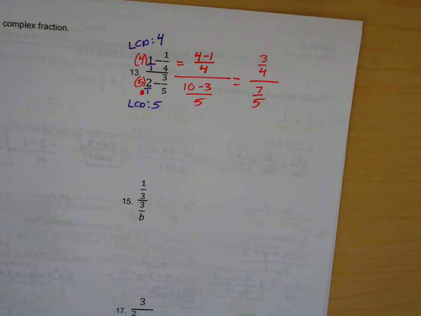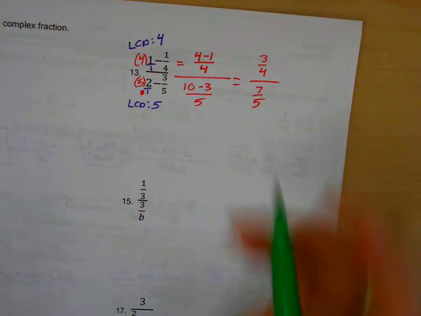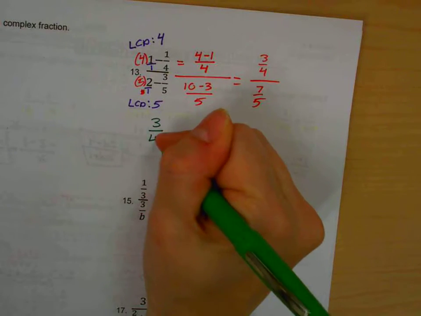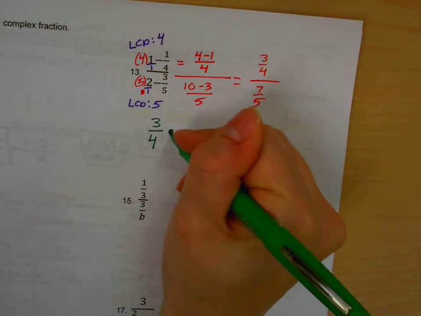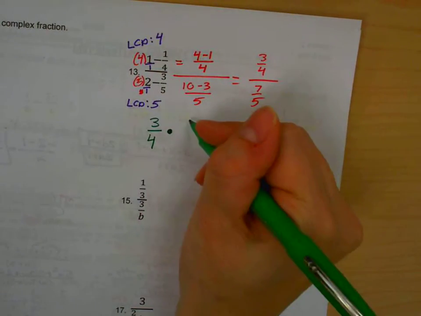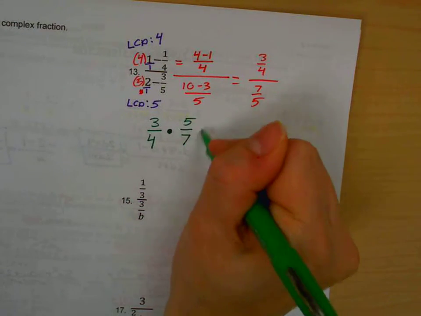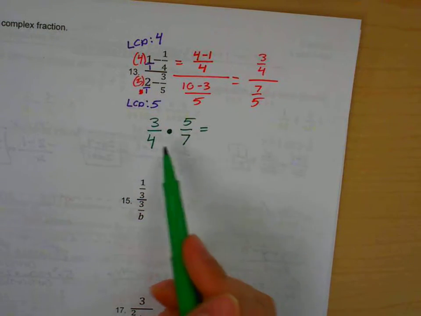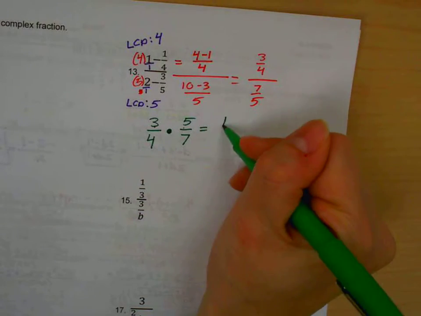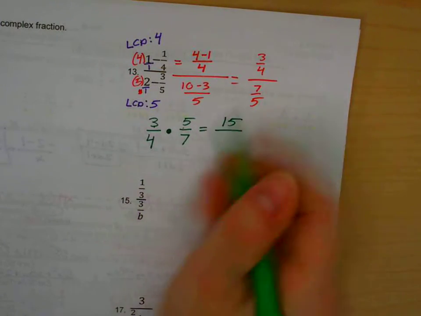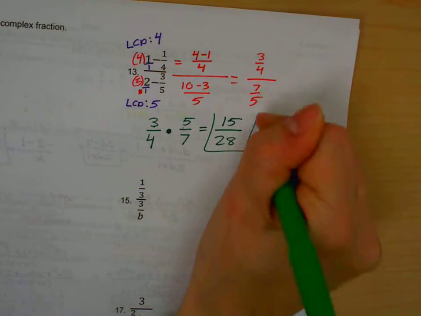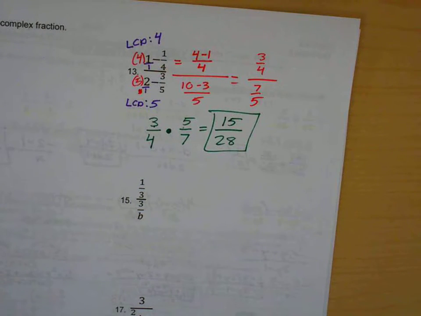And now we're back to day 1 material. Now I'm dividing fractions. I keep the first fraction exactly as it is. I switch it from division to multiplication, and I flip the second fraction. And then when you multiply fractions, it's top times top, bottom times bottom. And this does not reduce, and that's my final answer.